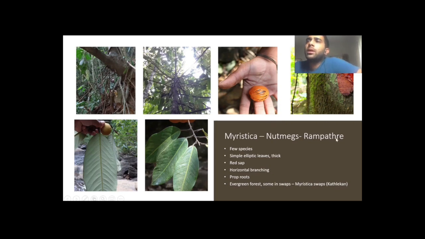There should be some Myristica trees, some plants of this species, at least in most of the evergreen sites, right? If you know about Katlekan, it is actually a Myristica swamp. So it's mostly filled with trees of this family, and they're found in some low-lying, very swampy places with a lot of water, and the prop roots help them stay stable. So it's a very interesting type of evergreen forest in Katlekar.